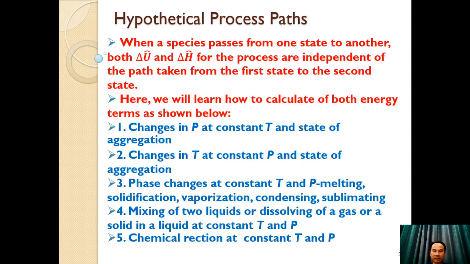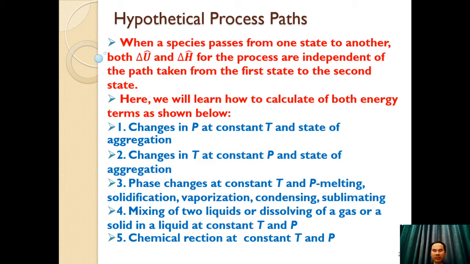For this case, we will introduce that when a species passes from one state to another, the changes in internal energy and enthalpy are independent of the path from the first state to the second state. Sometimes we cannot directly determine the internal energy and enthalpy, so we have to follow a path to get to the final state. Here we will learn how to calculate both energy terms as shown below.